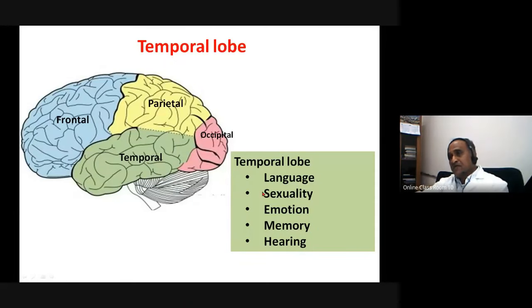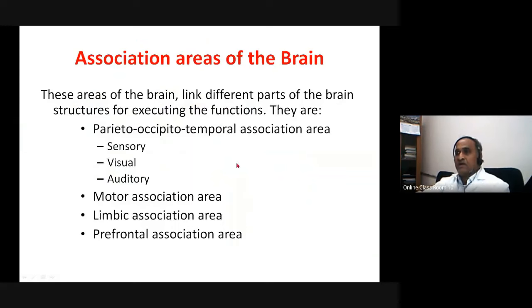So that means the temporal lobe is important with the limbic system, auditory system, and the language. Three components. The limbic system governs the emotion, memory, and sexuality, the language is the Wernicke's area, and the hearing is the auditory area. Now we move on. What are association areas of the brain?